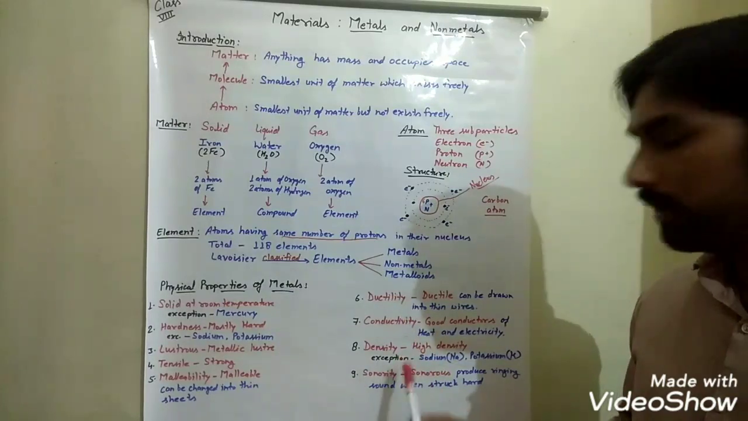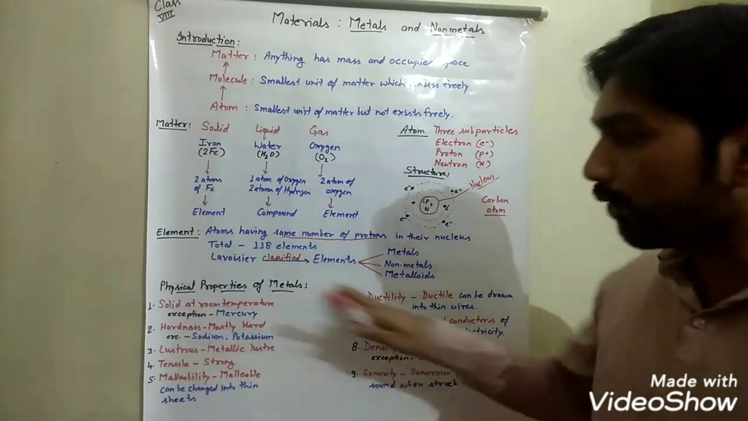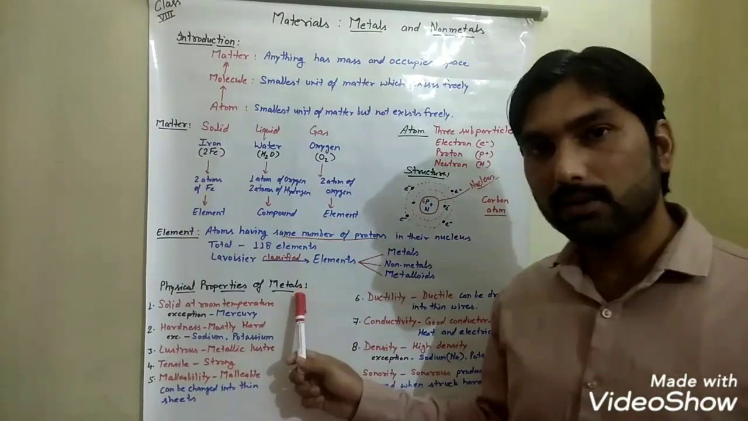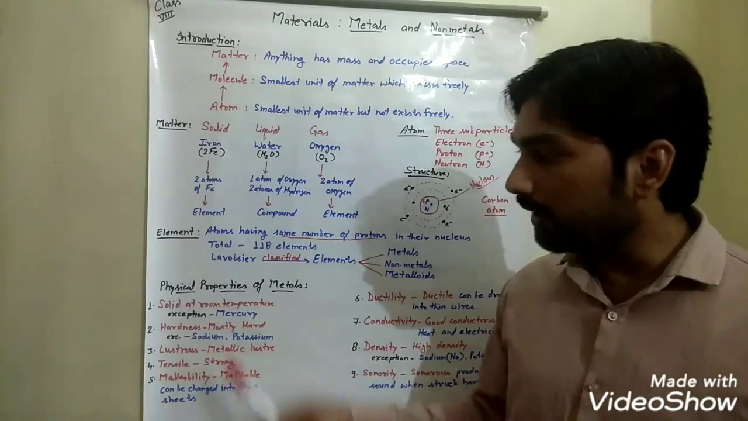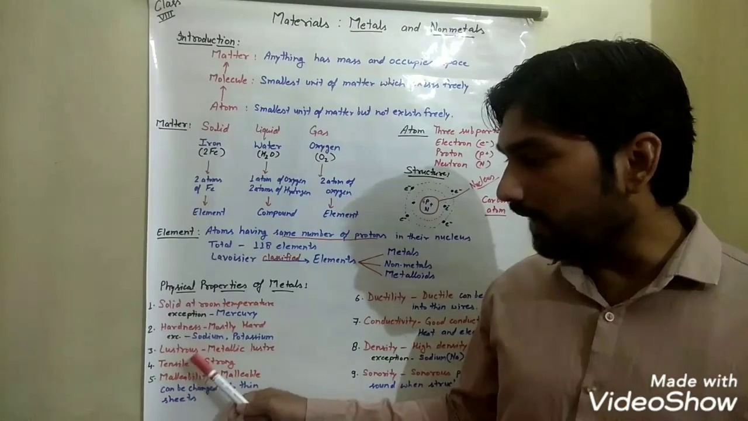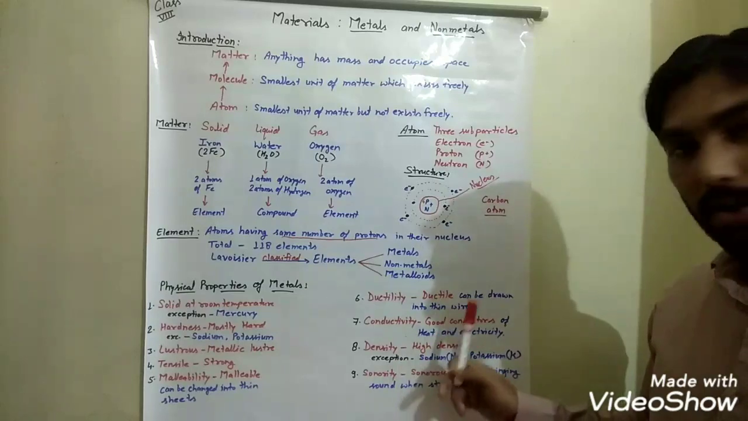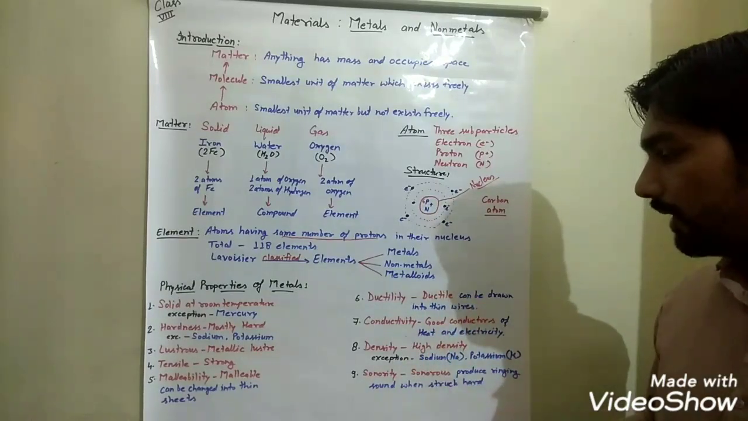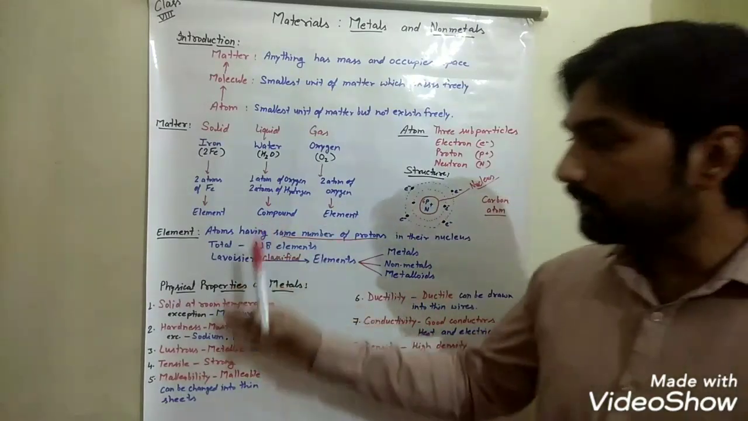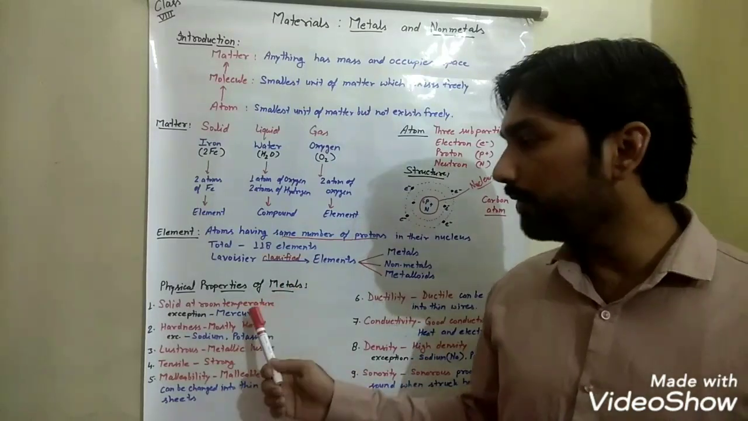sonorous property or sonority. So whatever elements represent these properties, they are all placed in a group that is known as metals. So we can say now that metals are solid at room temperature, they are all hard, lustrous, have tensile strength, are malleable, ductile, good conductors of heat and electricity, have high density, and are all sonorous.